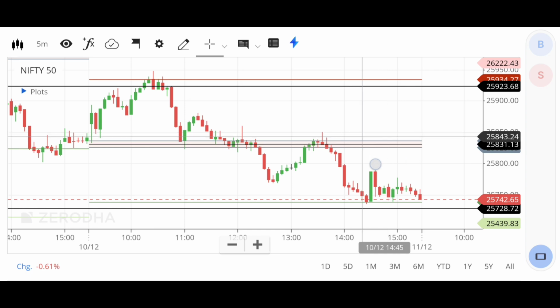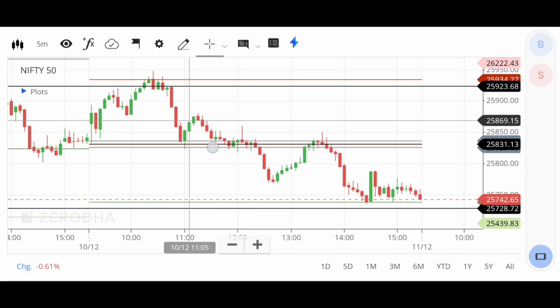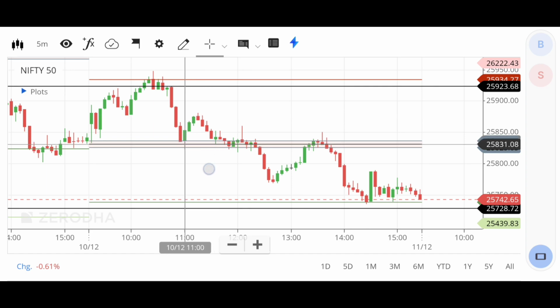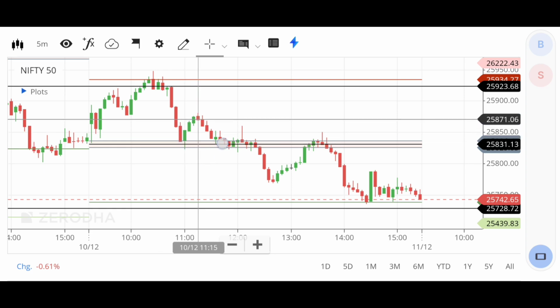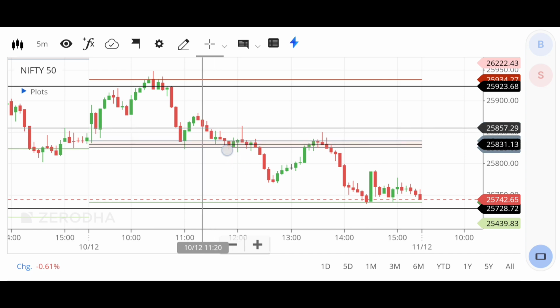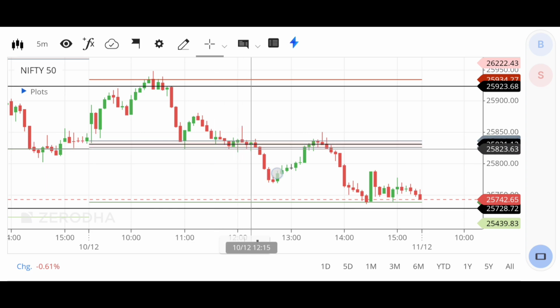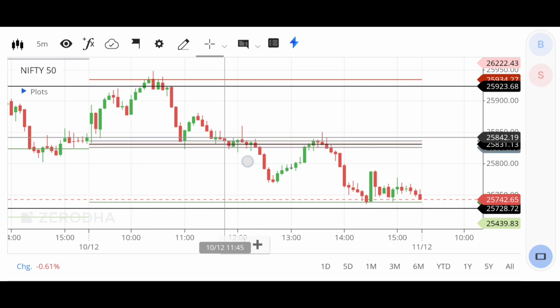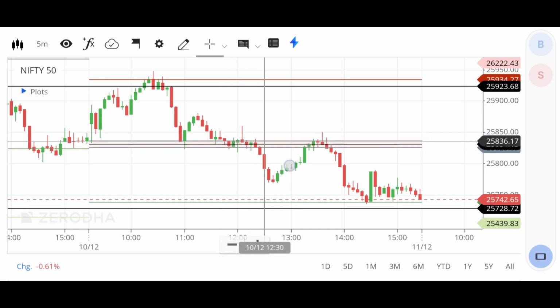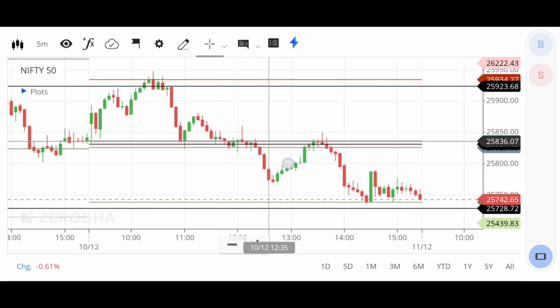So after that it reached the CPR at 10:55. The market tried to go above. So you see at 11 a.m. the CPR acted as a good support, but the bears are so powerful on this day, so the bears tried to pull the market down. Then again the market reached the CPR, and you can see from 11:35 to almost 12:20 the market traveled in between this linear CPR only. So this is saying to us that the CPR acted as a good support at this time.